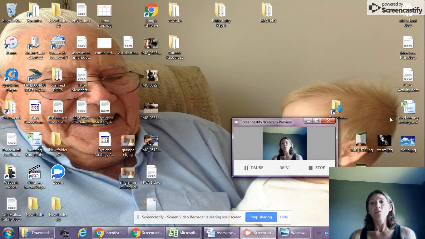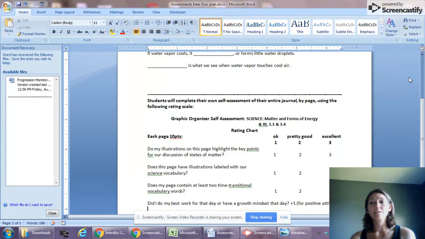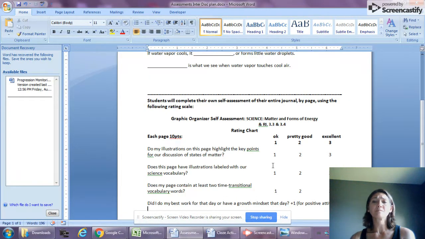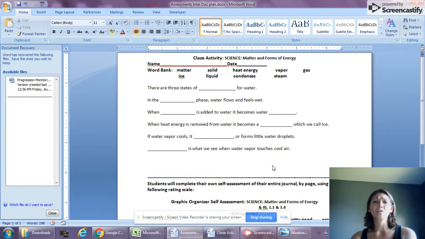So in order to do some assessments at the end, we are going to complete a cloze activity, which just makes sure that the students understand the concepts of the science, and they also understand the science vocabulary and can apply it appropriately in context.